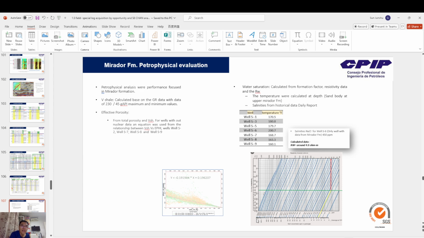Water saturation calculated from formation factor, resistivity data, and Rw. The temperatures were calculated at depth of the sand body in the upper Mirador formation. Salinity from the historic data in the daily report.